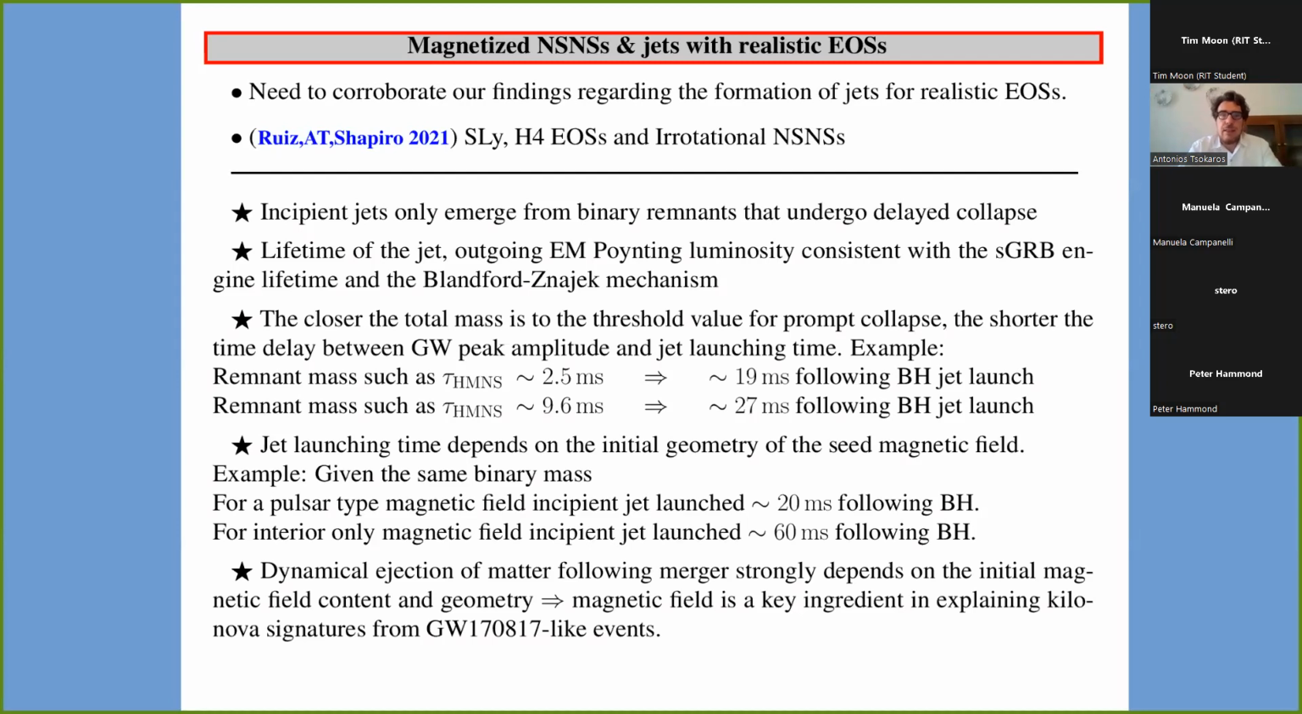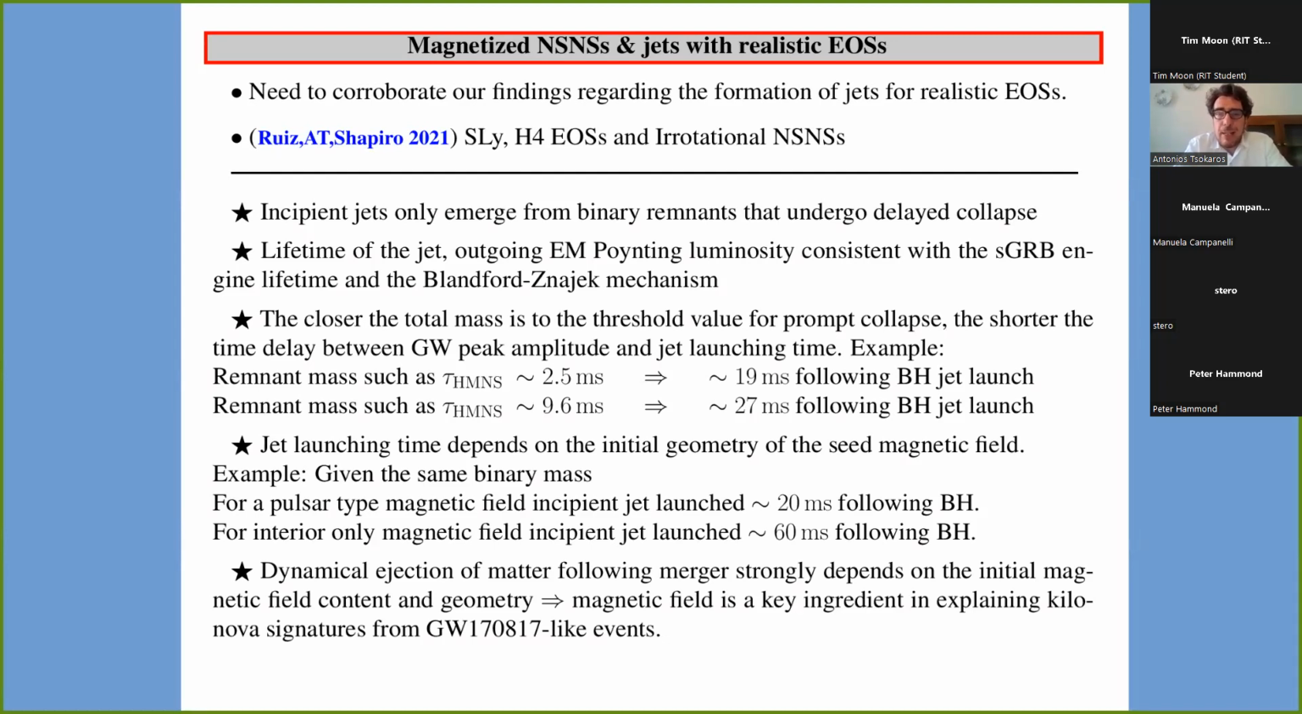The first one is that the jets emerge from binary remnants that undergo delayed collapse, as happens with gamma equal 2 polytropes. And those jets are consistent in broad terms with the Blandford-Znajek mechanism.